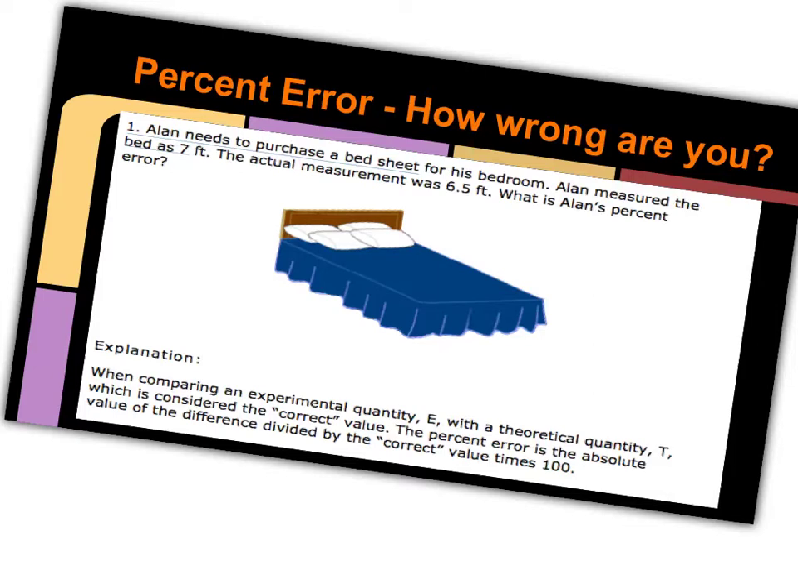It says Alan needs to purchase a bed sheet for his bedroom. Alan measured the bed as 7 feet, but the actual measurement was 6.5 feet. What is Alan's percent error? So how wrong was Alan?